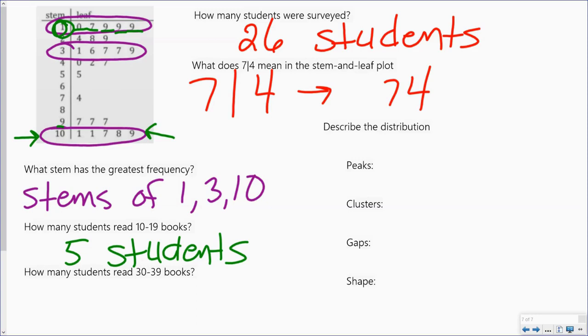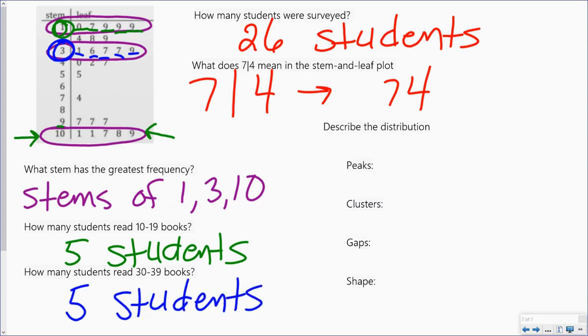How many students read between 30 and 39 books? So again, I'm going to look in my stem of 3, which is right here. And I have 1, 2, 3, 4, 5. So again, 5 students read between 30 and 39 books. Now, let's take a look at the distribution here.